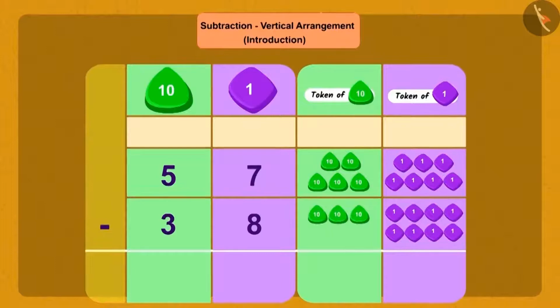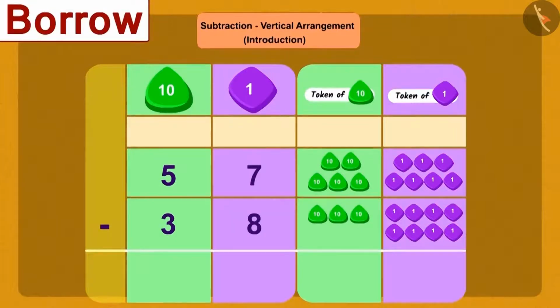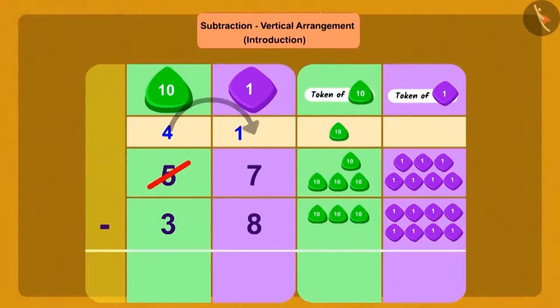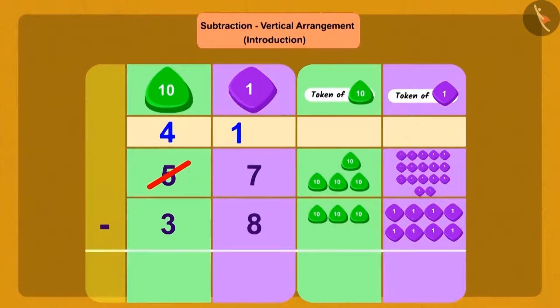To know this, we will have to subtract 38 from 57. Children, can we subtract 8 ones from 7 ones? No. So what do we do now? Now we will borrow 1 tens from 5 tens, and we will add 10 ones to 7 ones. By doing this, how many total ones and how many tens do we have? 17 ones and 4 tens.